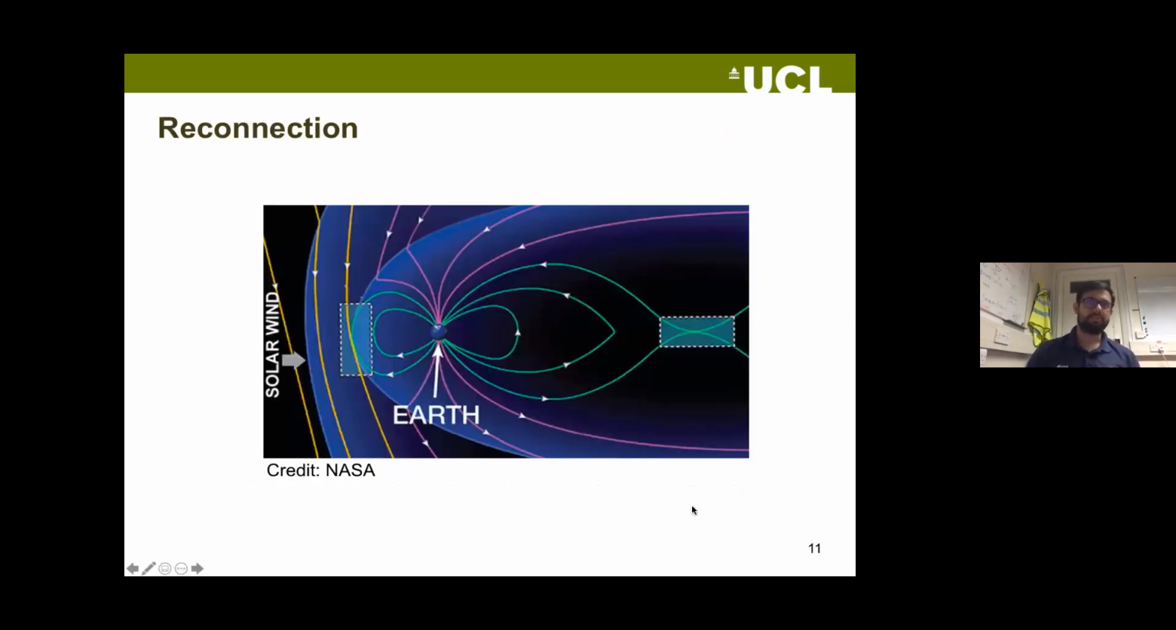So as you can see, this is reconnection, where you get current sheet thinning in the magnetotail during the expansion phase of the substorm, and then at a certain point, these lines reconnect, and then electrons and ions are transferred back down towards the Earth.